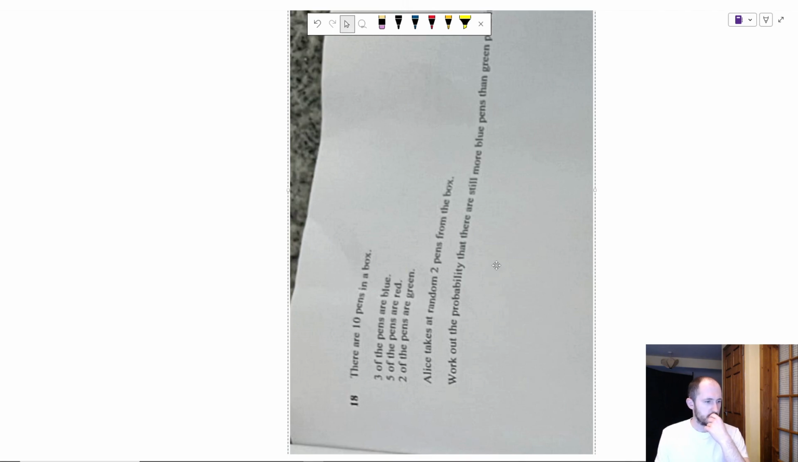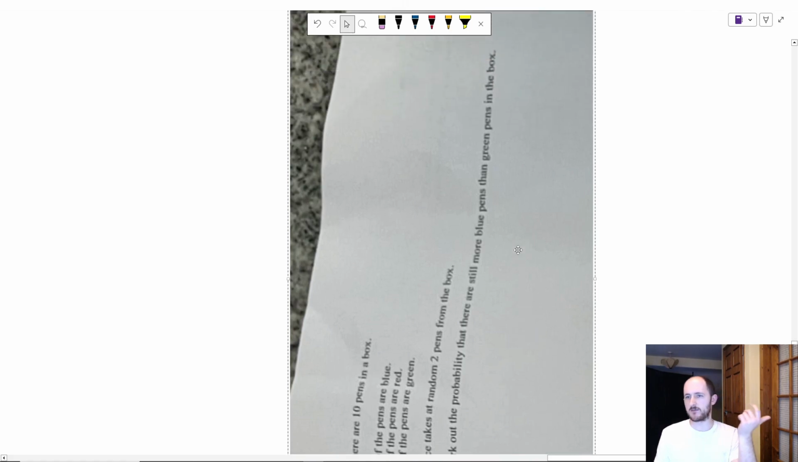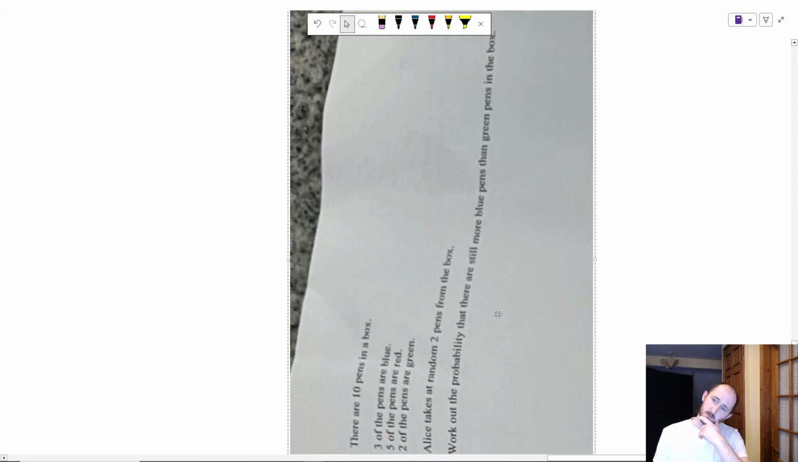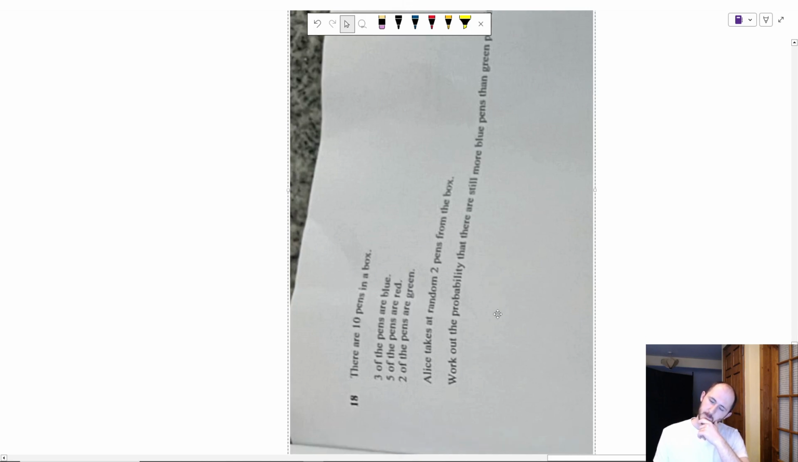Alright, so there are 10 pens in a box. 3 of them are blue, 5 are red, 2 are green. Work out the probability that there's still more blue than green. So this question, all it's saying is work out the probability that you get 2 reds. Sorry, who sent this? Yumita. The reason why is because if I take anything other than red, there wouldn't be more blue than green.